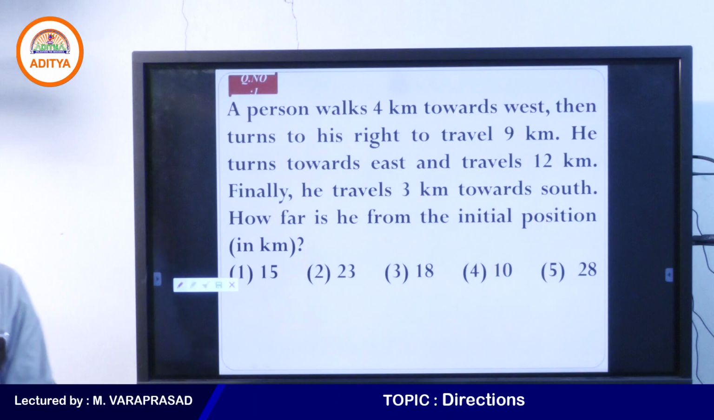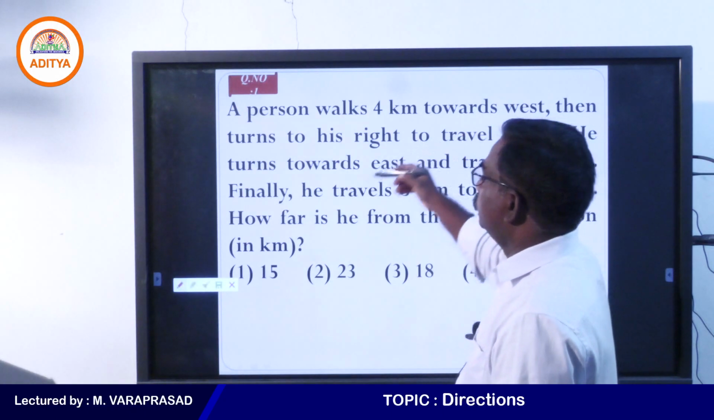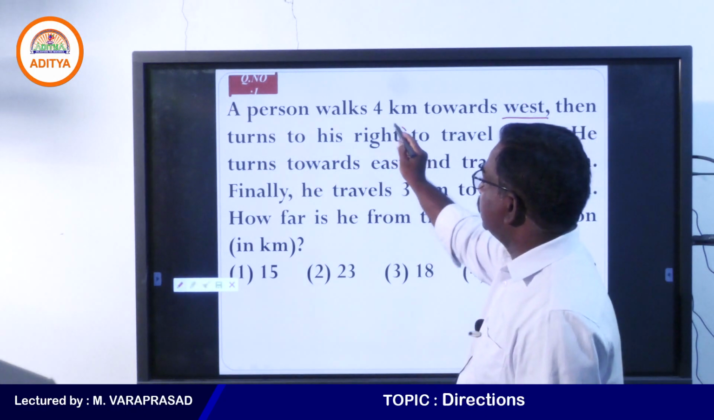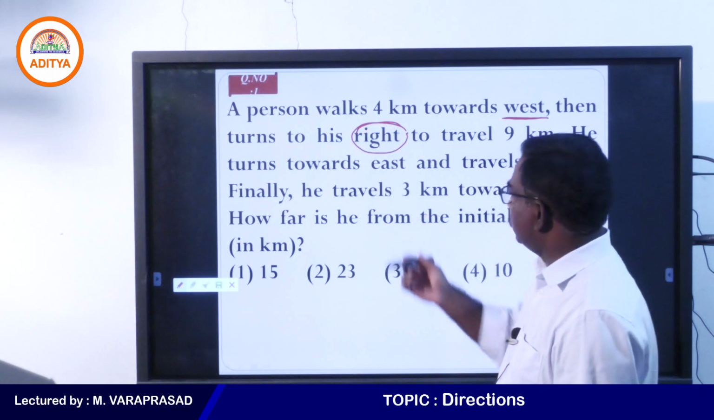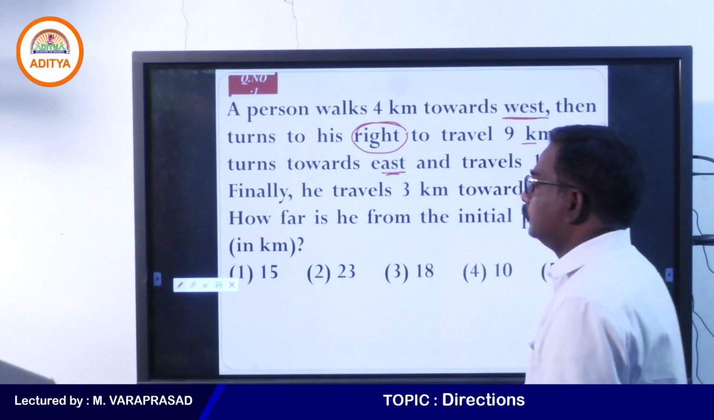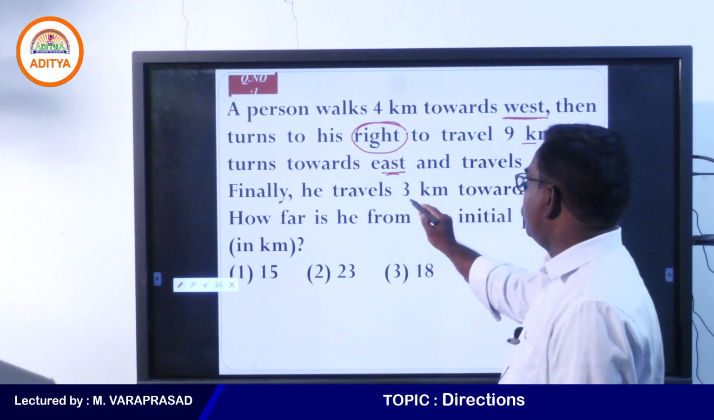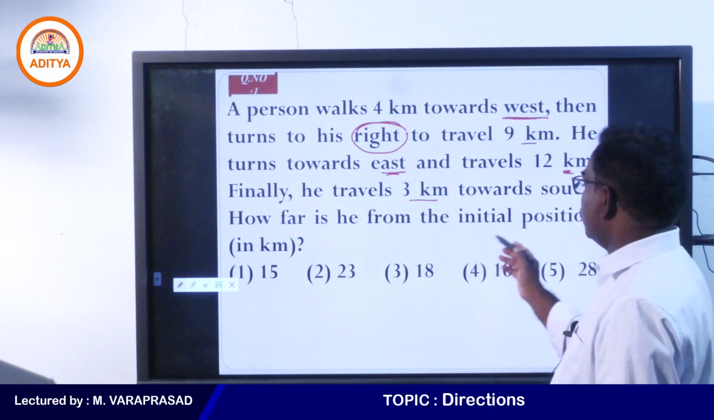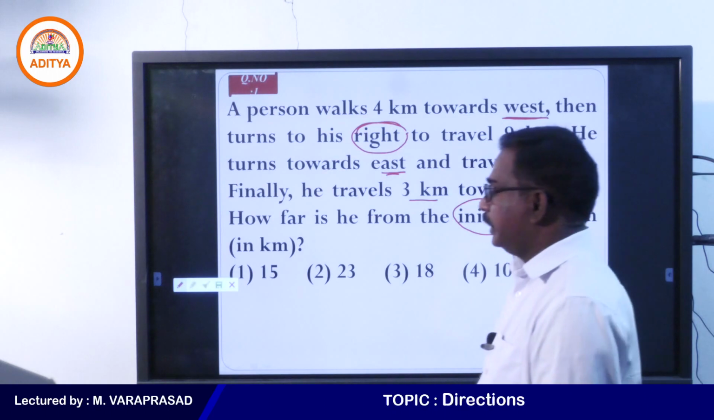A person walks 4 kilometers towards west. That is the first point given. Then he turns to his right. So first he travels towards west, then he turns to his right, meaning clockwise direction, and travels 9 kilometers. Then he turns towards east and travels 12 kilometers. Finally he travels 3 kilometers towards south. How far is he from the initial position in kilometers?